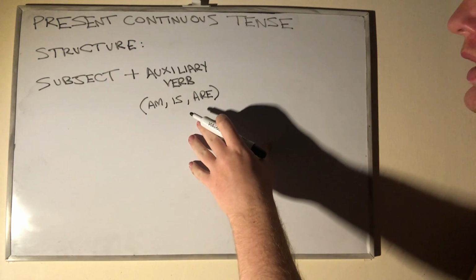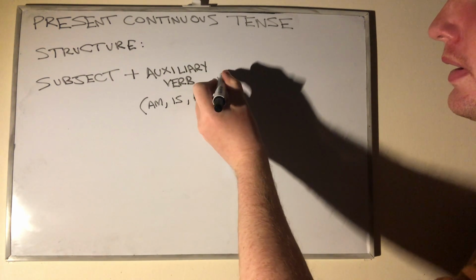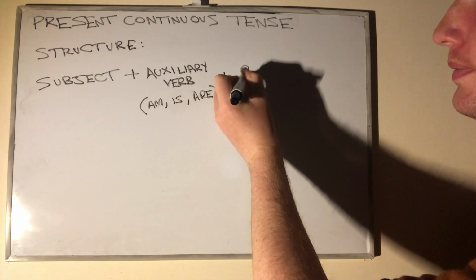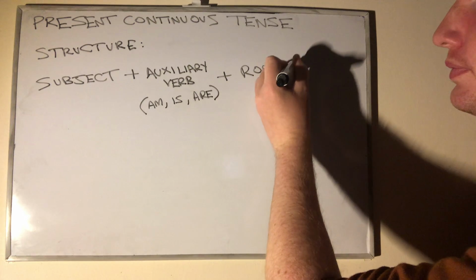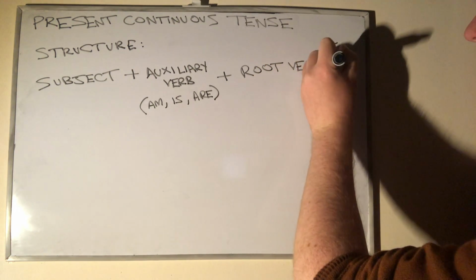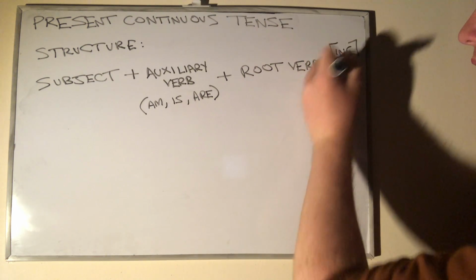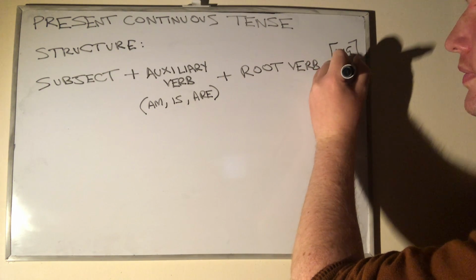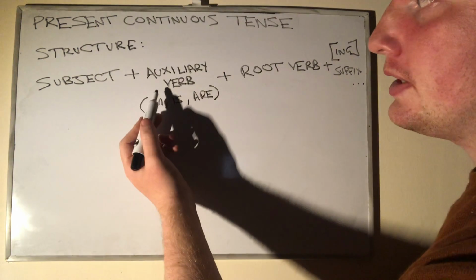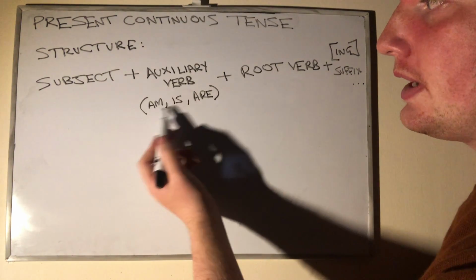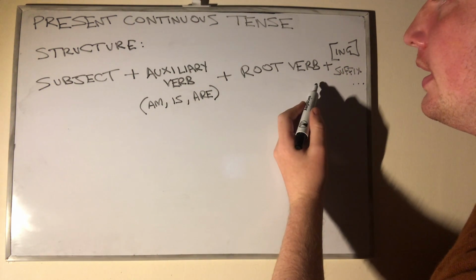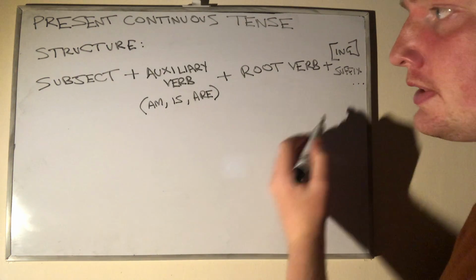And so, after that, using our auxiliary verb, we will have our root verb. And then the ing suffix. And then the rest of our sentence after that. So this is going to be our structure, our subject, auxiliary verb, which will be one of these, am, is, or are, and then our root verb and the ing suffix.